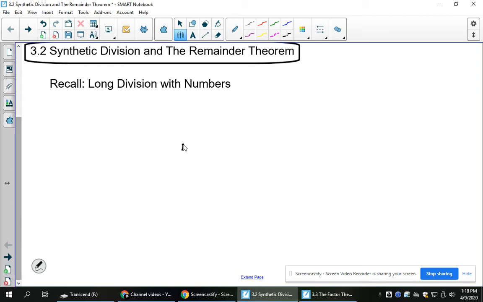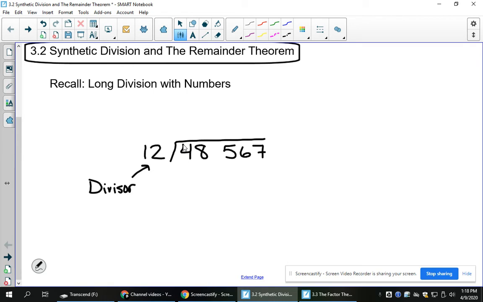So I'm going to take 48,567 and I'm going to divide by 12 using the long division method. The way that we did long division back in grade 4 was we took a look at what's called our divisor, and we tried to see if it could go into this first number. So can 12 go into 4? No, it can't. So we extend this to be this number.